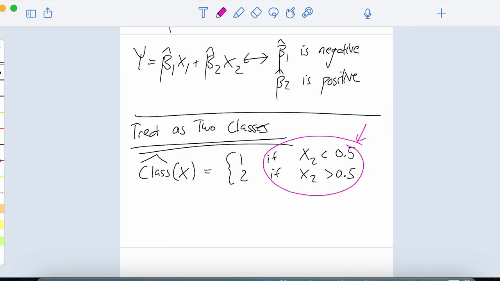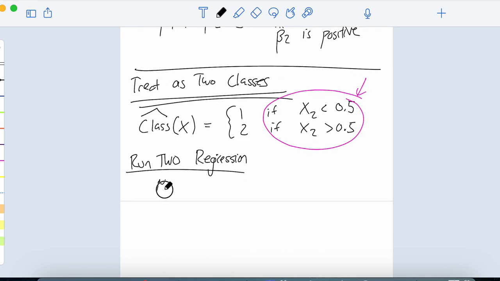One way you could do it is run two regressions. I did not mean to say the word logistic there. Run two regressions. So you could split your data into two. Model one is everything in class one, and model two is everything in class two.